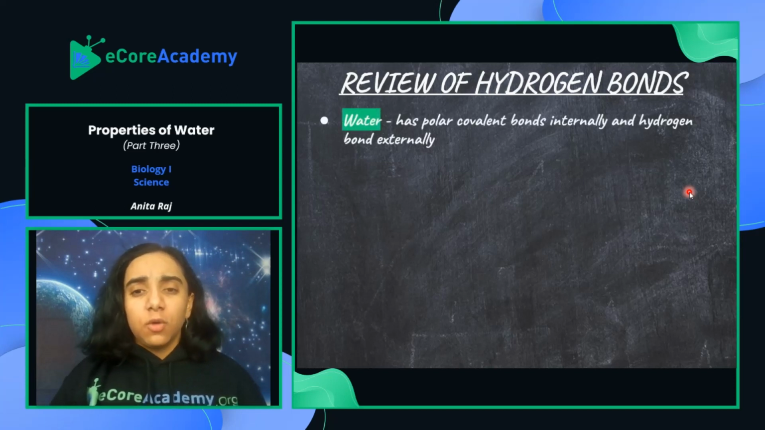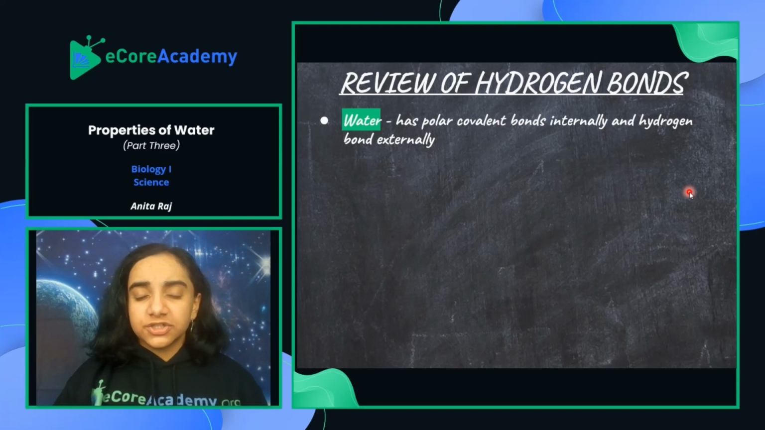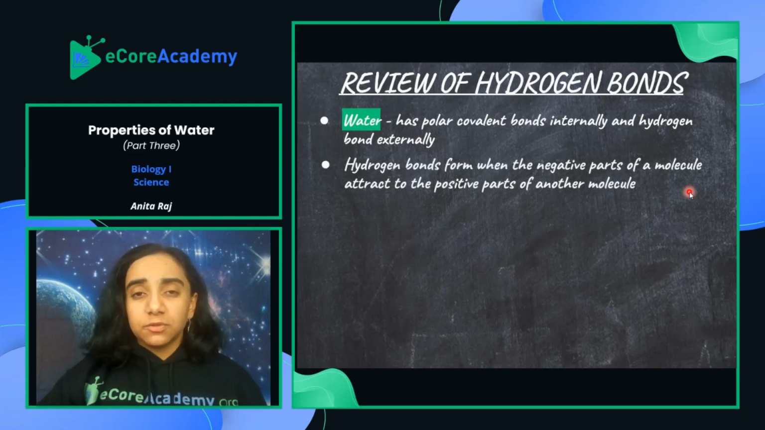As you all know, water has polar covalent bonds internally and hydrogen bonds externally. Water is a molecule that consists of 1 oxygen atom and 2 hydrogen atoms. The bonds between those atoms are polar covalent bonds, so those are the internal bonds found within a molecule. But then between different water molecules, you're going to find hydrogen bonds. You're going to find these hydrogen bonds between the hydrogen atom of one water molecule and the oxygen atom of another water molecule. Those hydrogen bonds are what hold water molecules together in, for example, a liquid, a gas, or even a solid.